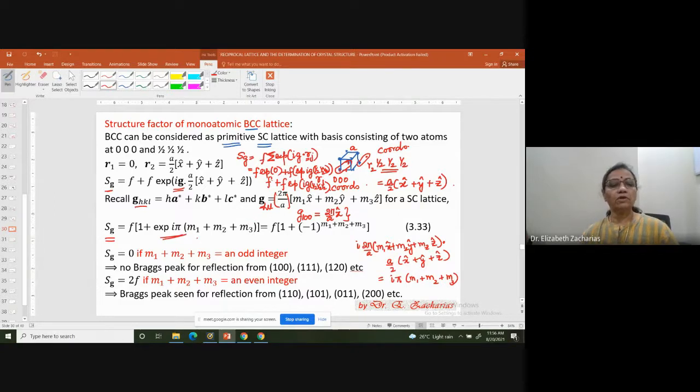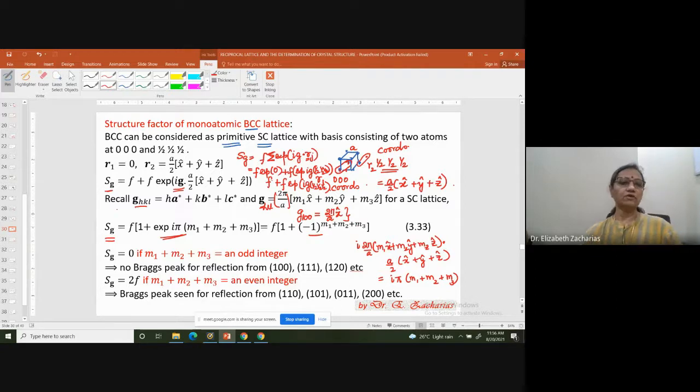Okay. And F is common. Take it out. So you get 1 plus exponential I pi M1 plus M2 plus M3. Okay. Now you know that exponential I pi x can be written as minus 1 to the power of x. So that's what we are doing here. So you write it as minus 1 to the power of M1 plus M2 plus M3.